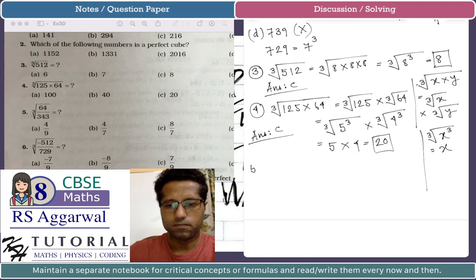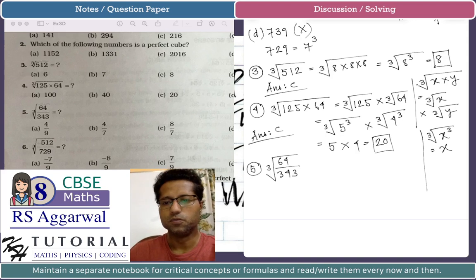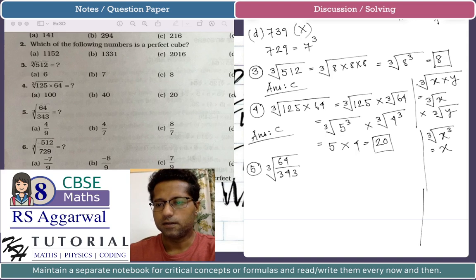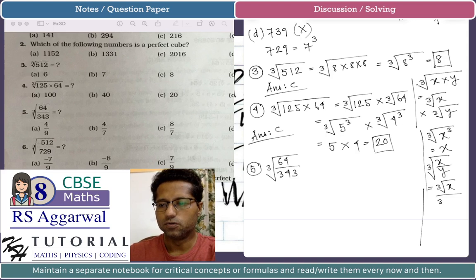Let's do problem number 5. This is the cube root of 64 divided by 343. So this is a cube root of a rational number. Again, we know that the cube root of x by y, the rational number x by y, is equal to the cube root of x divided by the cube root of y.